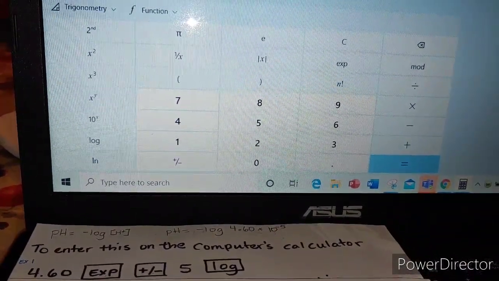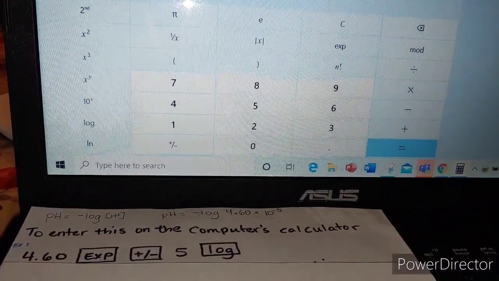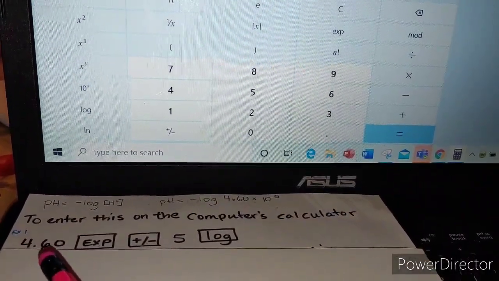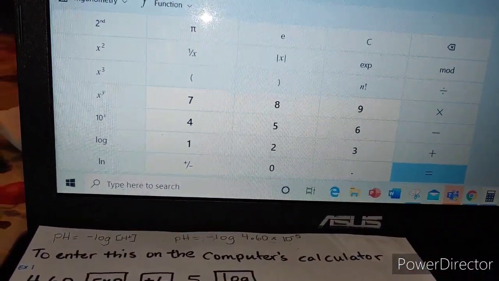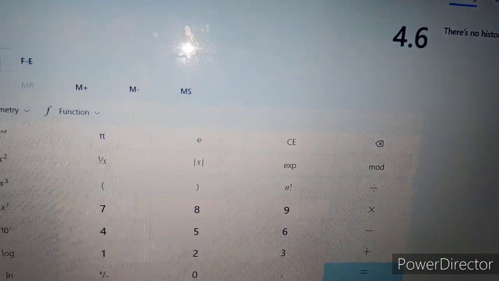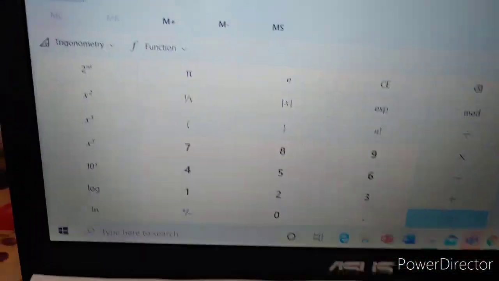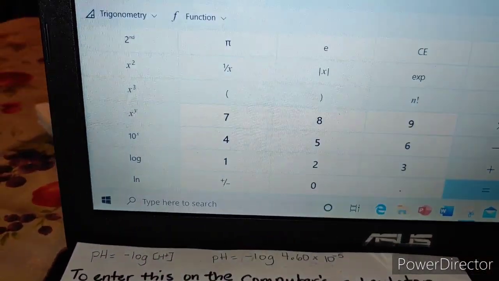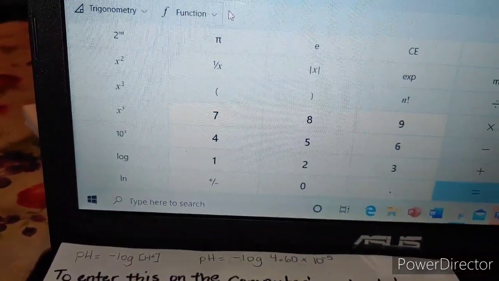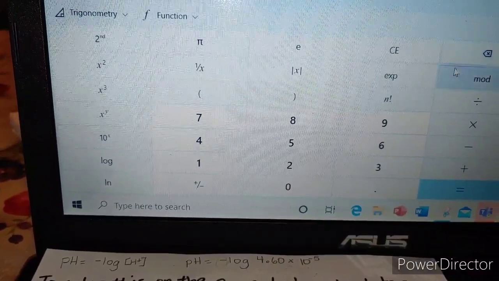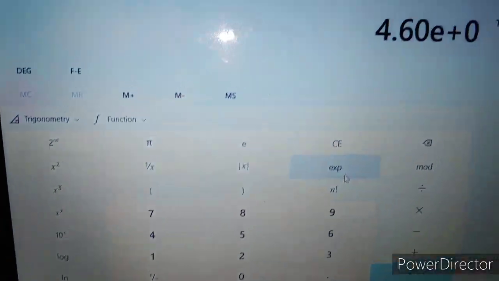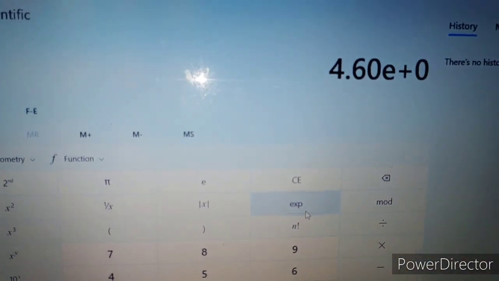Alright, so let's go ahead and get started. So from our instructions, we're going to go ahead and type in 4.60 first. 4.60. Okay, and then exponent. That exponent key is going to be found right here. Go ahead and press on that, and you're going to see something like that on your screen.